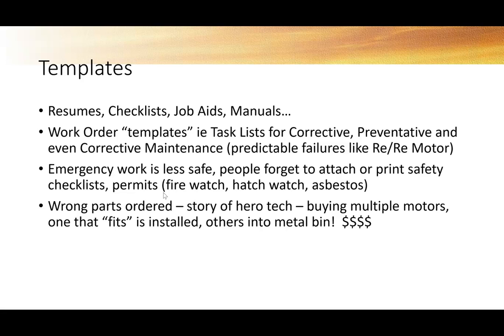And you just call that task list either automatically, like preventative maintenance, or for corrective when you have predictable breakdowns or failures, so that you get the right part, right time, and the work order is planned properly. Emergency work in itself is more costly and less safe because people forget to do things, like they forget to attach required job safety procedures, or they forget to print out the permits, like fire watch, hatch watch, asbestos, if you're dealing with asbestos removal, that kind of thing. So those permits are essential, and if they're forgotten, it's penalties, and sometimes the job just can't get started. So there's a lot of problems with that. So it can automate all that required data by putting it into a task list.